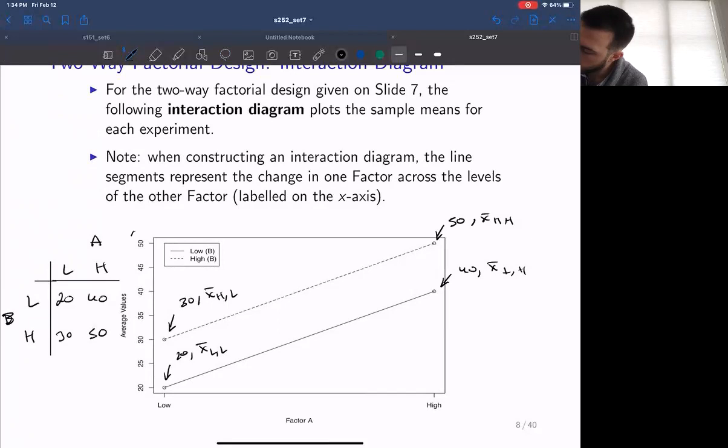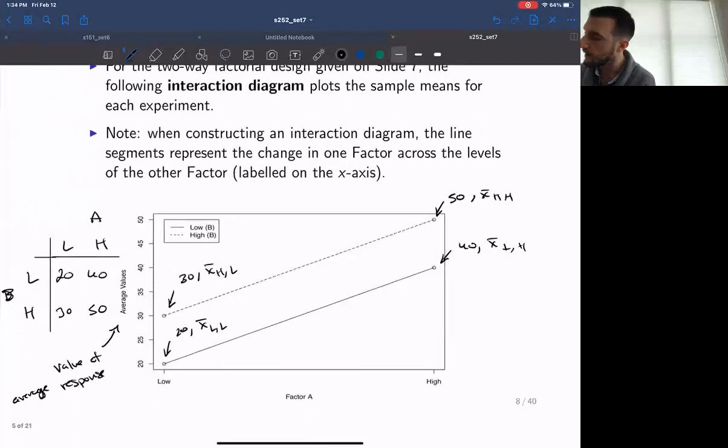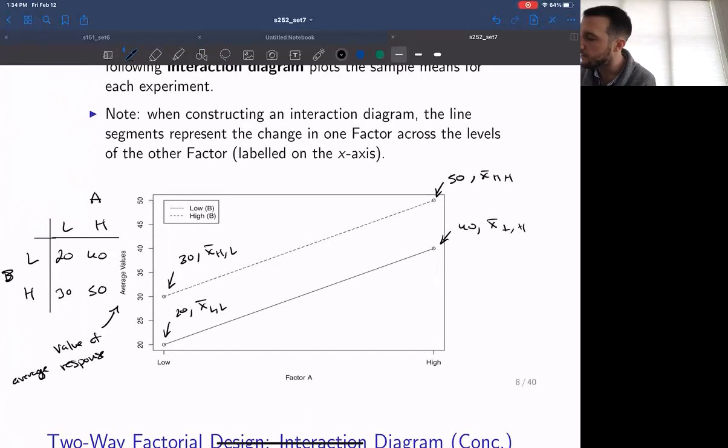So you can see that the y-axis of the interaction diagram is the value of the average response, so it is measured in terms of the variable of interest. The x-axis is one of the factors, either factor A or factor B, and it has markers, one for each of the different levels of the factor. In this situation, factor A has two levels, low and high, so we have a marker for low and a marker for high. The last part of the interaction diagram is a legend that uses a line type to designate the levels of the other variable. Here, we're using a solid line to represent low for factor B, and a dashed line to represent high for factor B.